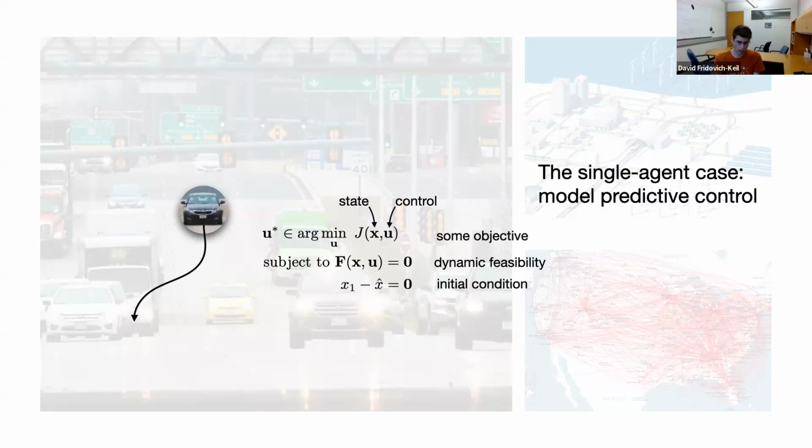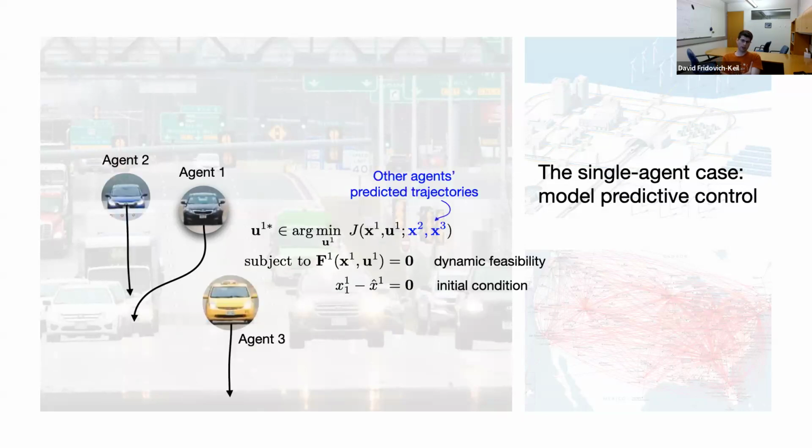The next obvious thing to realize is that the objective you would want to optimize for as the driver of this black sedan would probably depend on what you think other drivers are going to do. So if you're agent one and you'd like to make a lane change, what you think of the quality of that planned lane change should depend on what you think the other agents, agents 2 and 3, are going to do in the future.